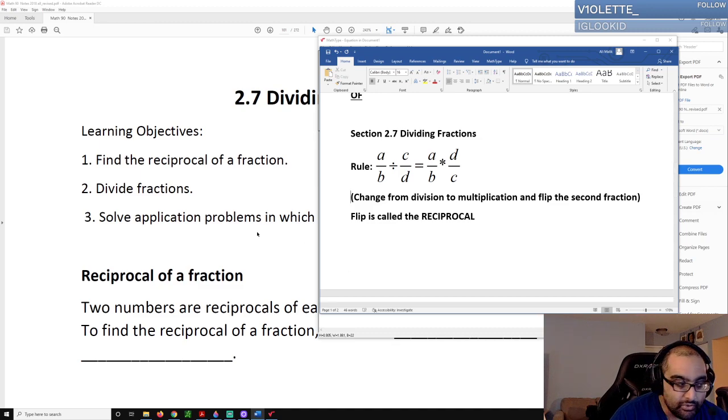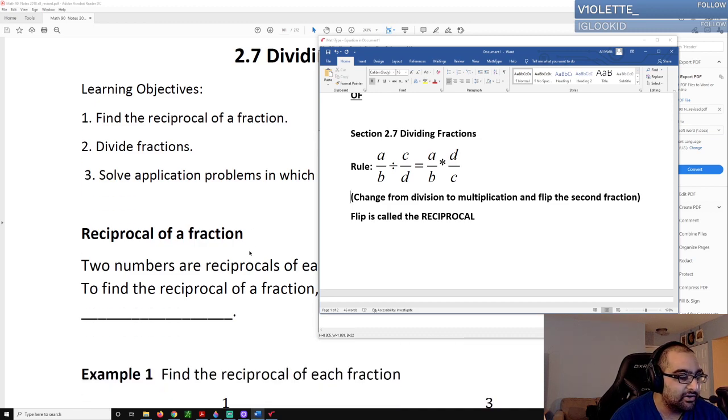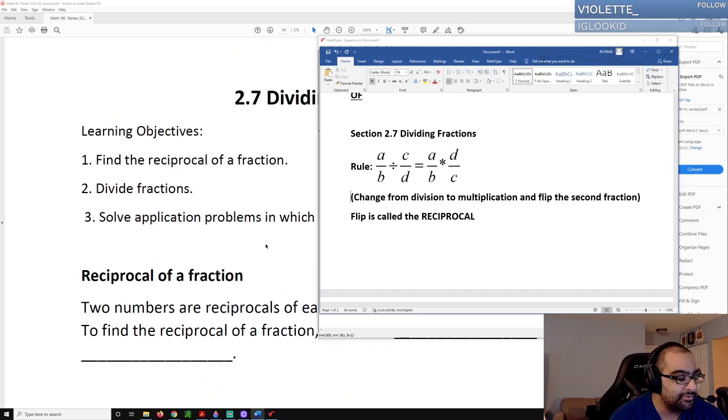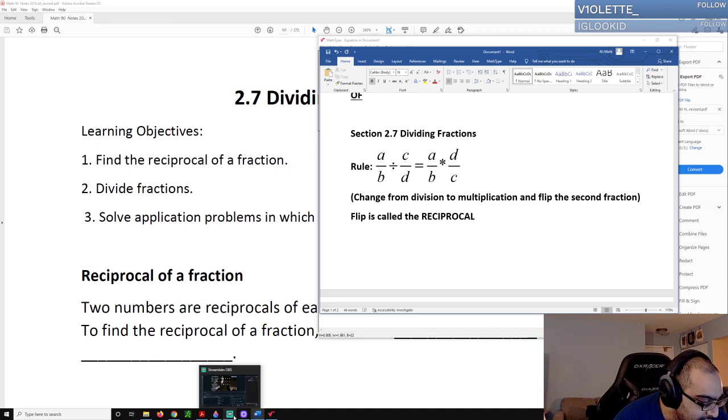So let's take a look at some problems here, and let's see how we can figure out how to divide fractions. I'm just going to make up a couple of these here. We'll talk about the reciprocal as well. Okay, so let's do this out here.